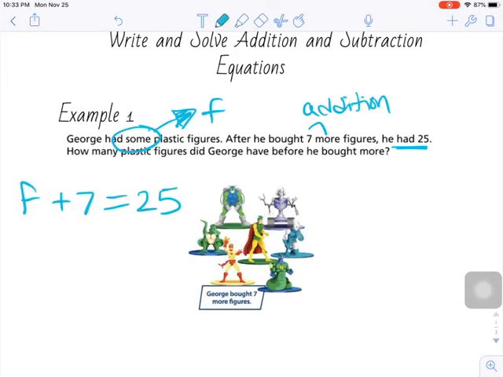So how do we solve this? How do we find F? Some of you might just think in your head, what do I have to add to 7 to get to 25? Which you can do. The other way is to think about what operation is being used here. If we're saying plus 7, we're using addition. To solve for this, to get F by itself, to cancel out this plus 7, we're going to do the opposite of addition. I call this undoing the operation.